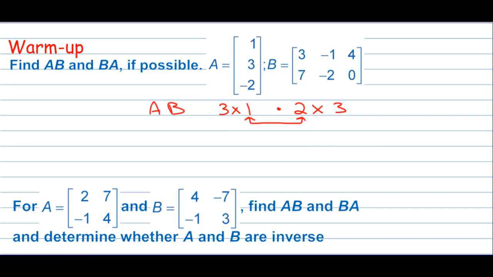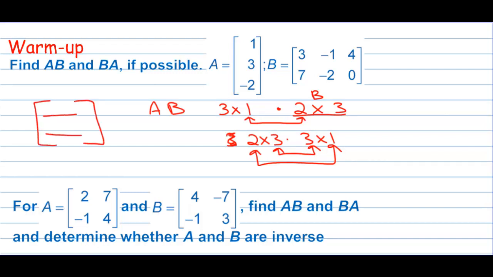But what about B times A? What if we took a 2 by 3, this one, that's the B, times the A, 3 by 1. Now the inside dimensions are the same, and the result will be a 2 by 1. So we have 2 rows by 1 column as a result. So 2 rows, 1 column.